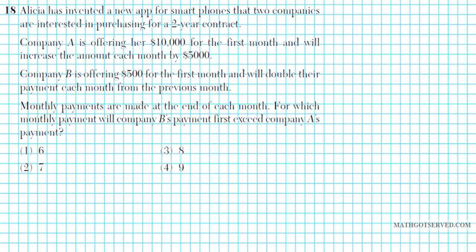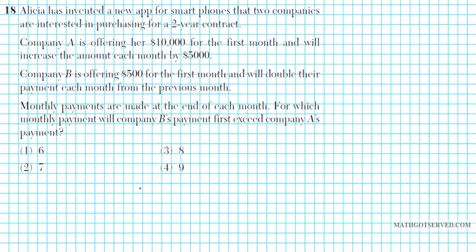All right, let's take a look at number 18. It says Alicia has invented a new app for smartphones that two companies are interested in purchasing for a 2-year contract. Company A is offering her $10,000 for the first month and will increase the amounts each month by $5,000. Company B is offering $500 for the first month and will double your payment each month from the previous month. Monthly payments are made at the end of each month. For which monthly payment will Company B's payment first exceed Company A's payment?